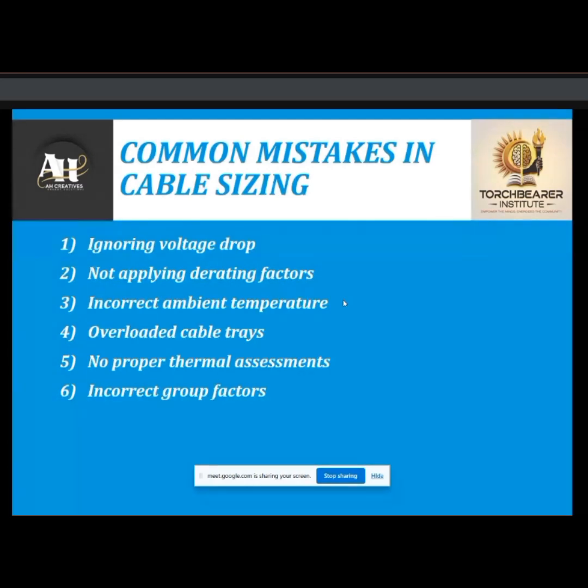And the other one is the incorrect grouping factor. Basically, the grouping factor depends on how many circuits are installed in the same trench. The manufacturer gives us different values of the grouping factor. Like for six circuits, they give us a 0.7 derating factor, and for four, they give us a 0.8 factor. So these are very important factors.